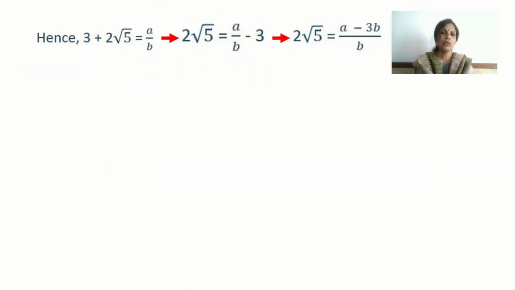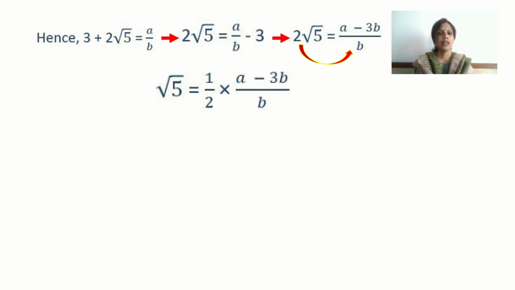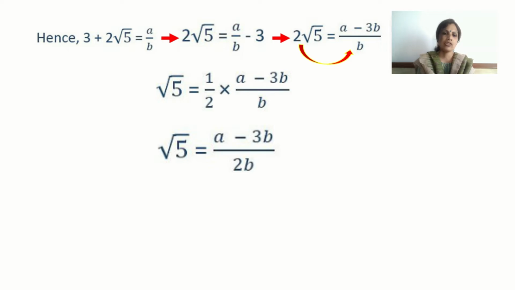So now what we'll do, we'll shift this 2 to the denominator. So we are left with square root 5 is equal to 1 upon 2 into a minus 3b upon b. So we can write it, root 5 is equal to a minus 3b upon 2b. Now check this expression carefully, children. Left hand side, square root 5. We have already proved that square root 5 is an irrational number.